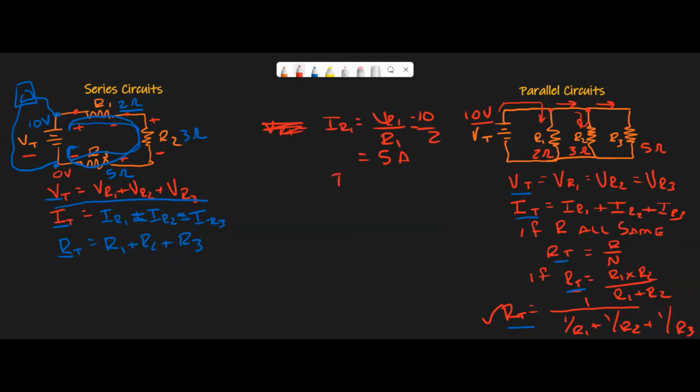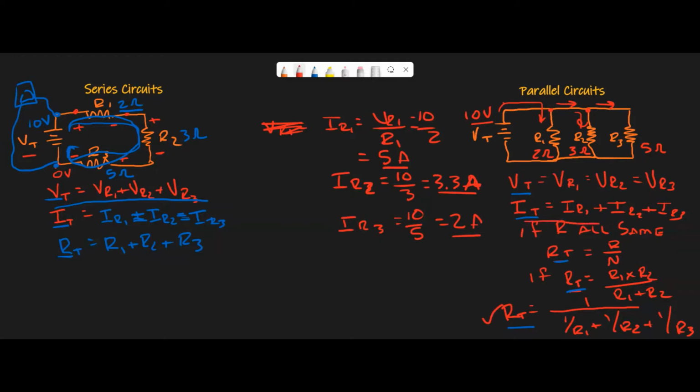Then I can say the current across R2 is going to be VR2, which is 10 divided by 3, so I'm looking at about 3.3 amps. And then again, my current across R3 is 10 divided by 5 ohms, which is 2 amps. So I know the current: 5 amps through this load, 3.3 through that load, and 2 amps through that load.